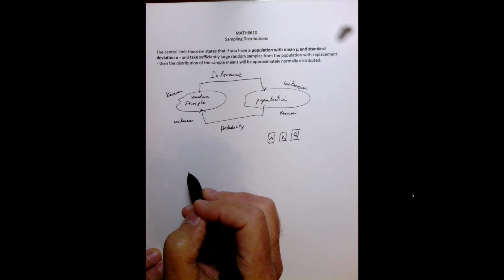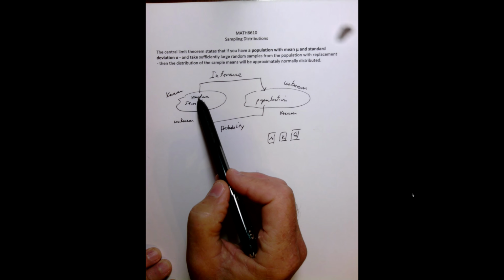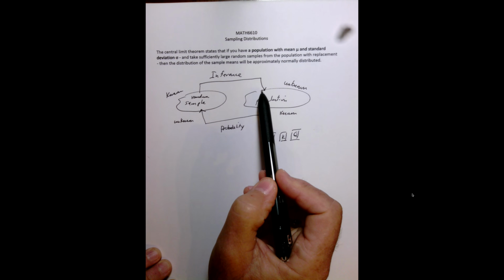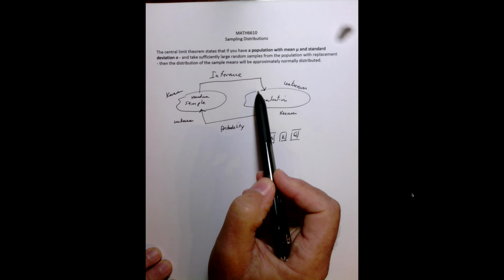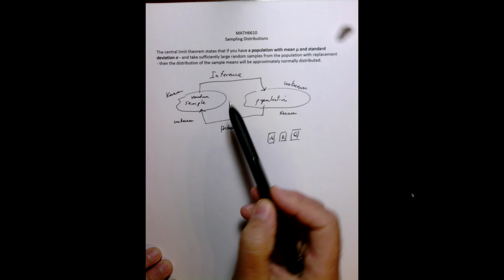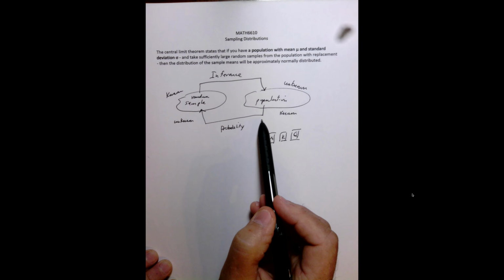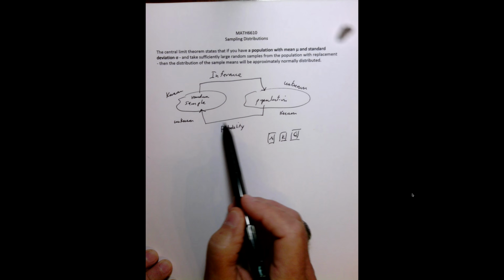Now, most of this class will be spent examining inference techniques, everything from 1 sample t-test to 2 sample t-test, pooled and unpooled. We get into ANOVA techniques. We'll get into non-parametric. We'll get into MANOVA, logistic. A lot of different inference techniques. But I think we need to pump the brakes a little bit and take a look at this direction.